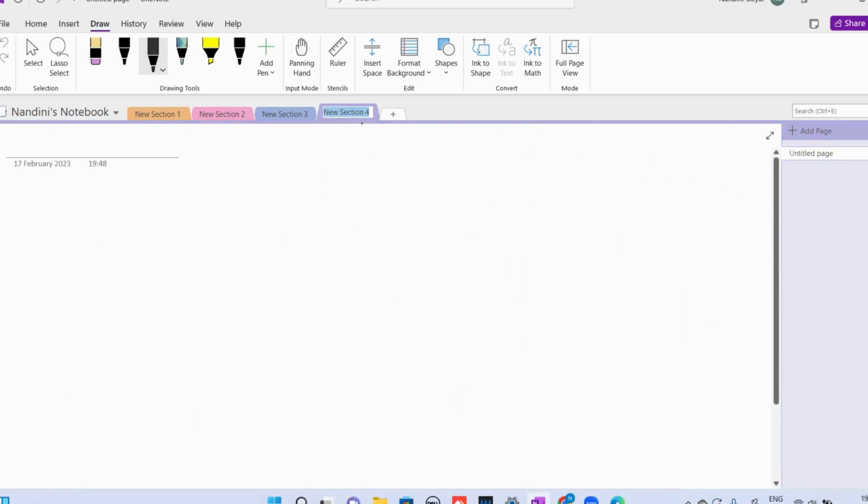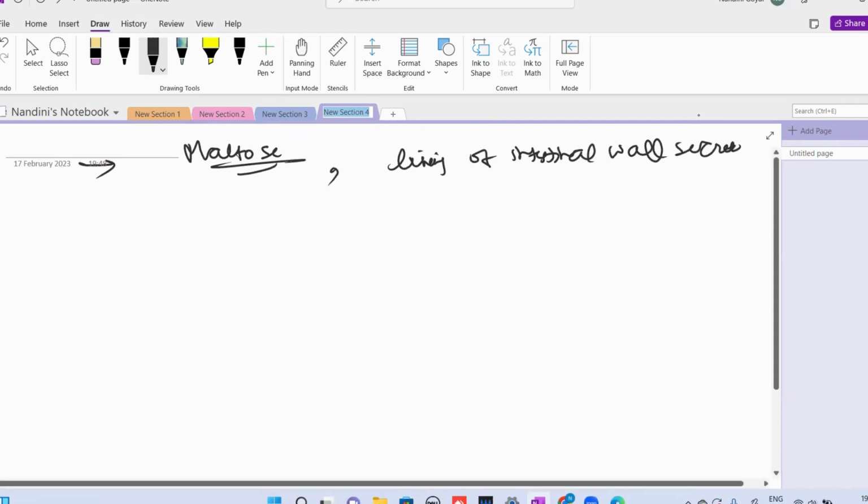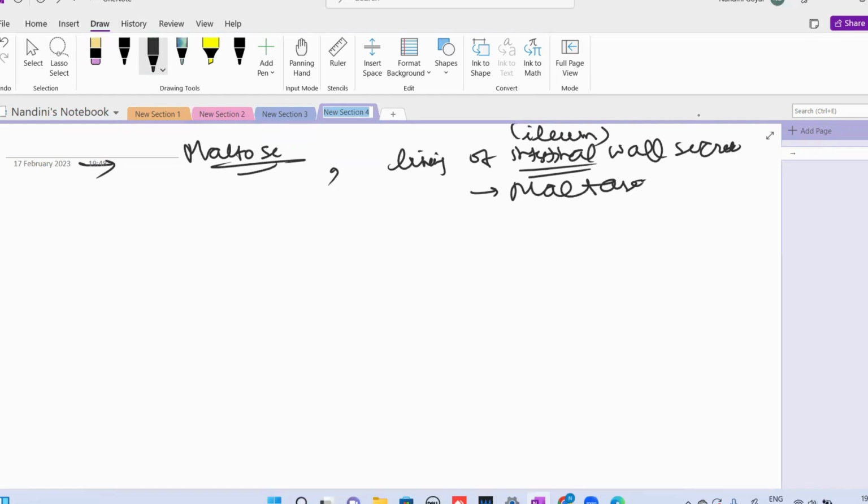Just one more thing remains. Now carbohydrate gets converted into maltose. It does not convert into glucose, but we want it converted into glucose. So we want further degradation of this maltose. The lining of the intestinal wall secretes one enzyme which is called maltase. And which portion of the intestinal wall? The ileum, which is part of the small intestine. So the lining of the ileum secretes maltase.